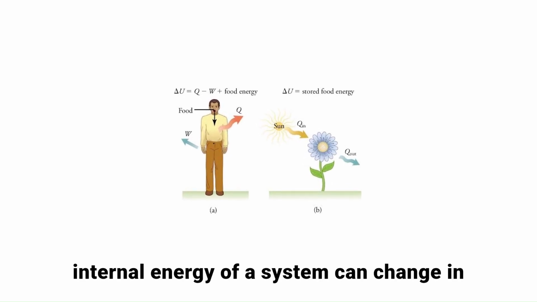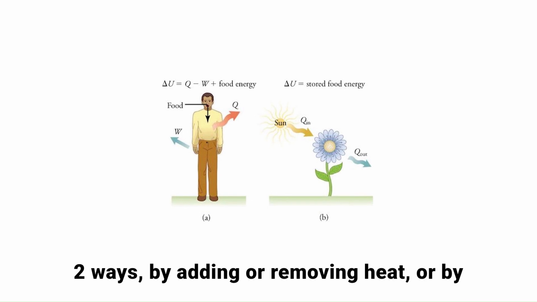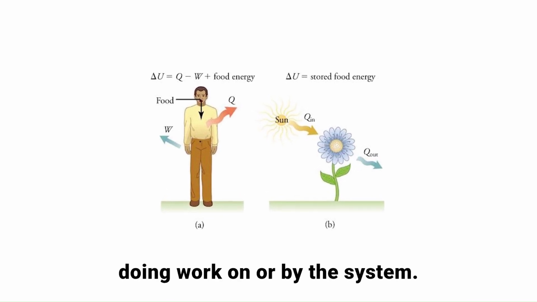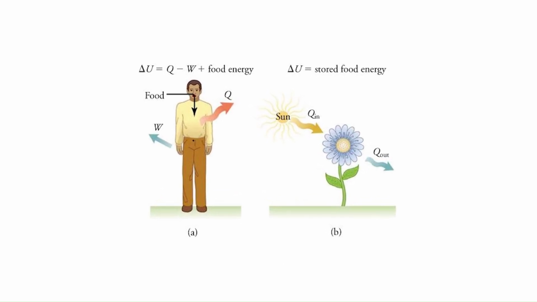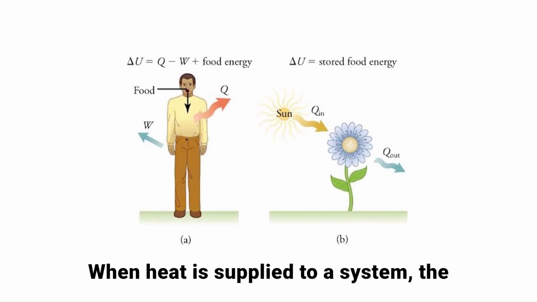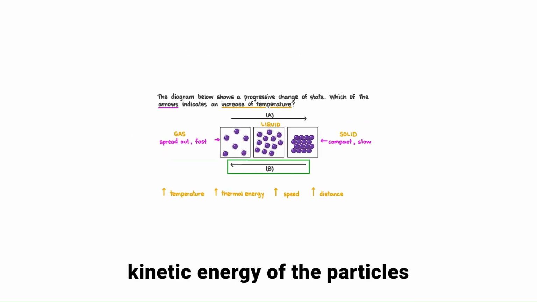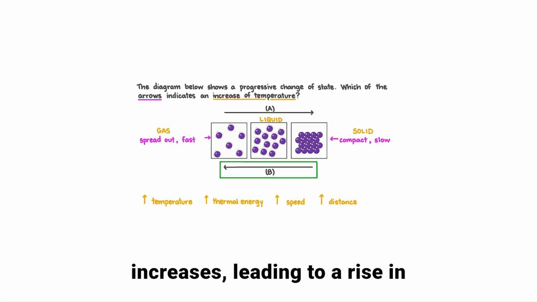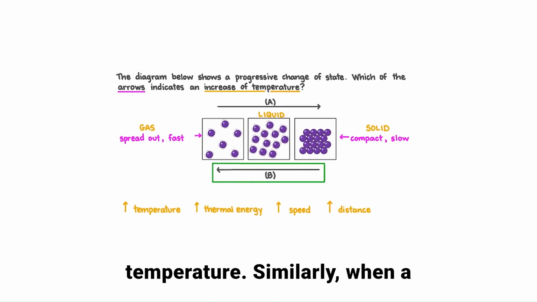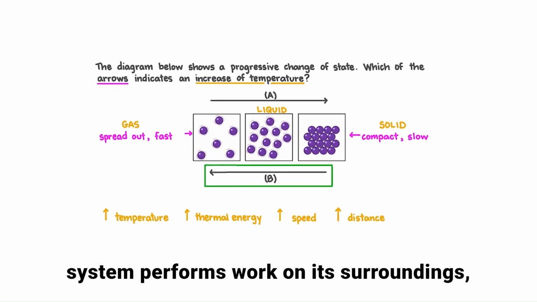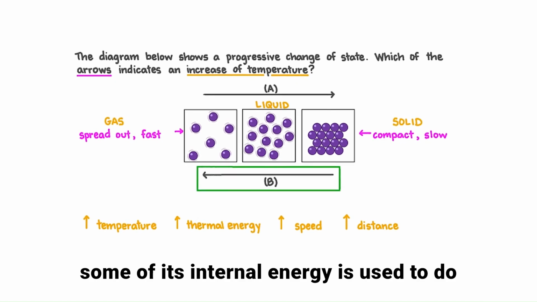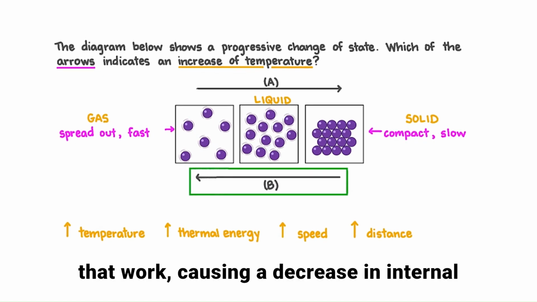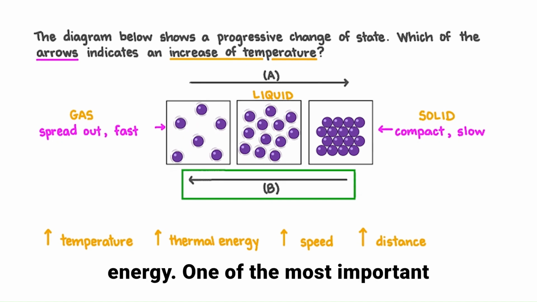The internal energy of a system can change in two ways: by adding or removing heat, or by doing work on or by the system. When heat is supplied to a system, the kinetic energy of the particles increases, leading to a rise in temperature. Similarly, when a system performs work on its surroundings, some of its internal energy is used to do that work, causing a decrease in internal energy.